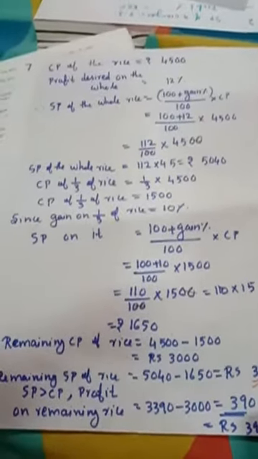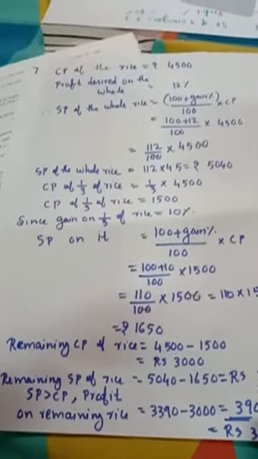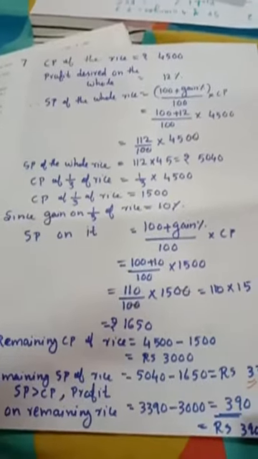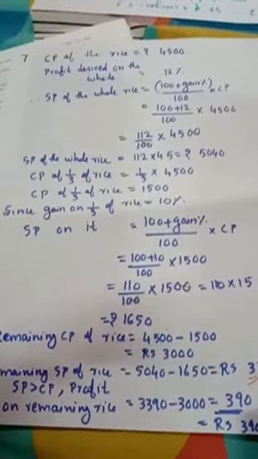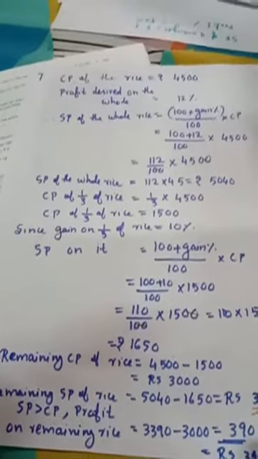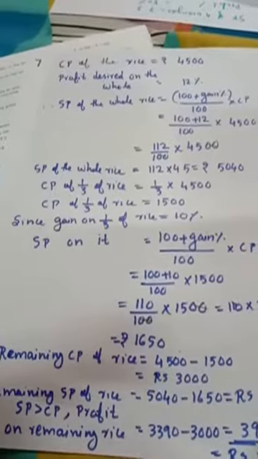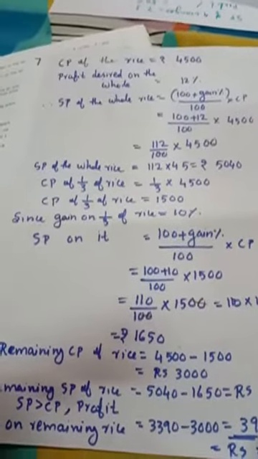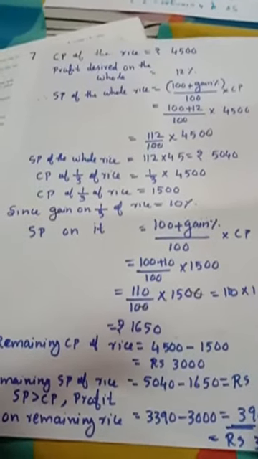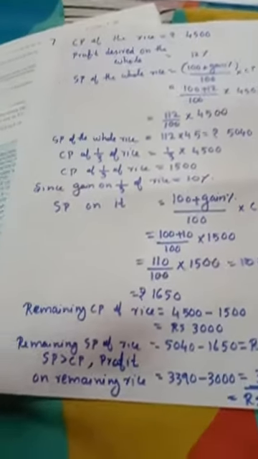Now CP. 1/3 of the rice he sold. So CP of 1/3 of rice, 1/3 into 4500, is 1500. So by selling 1/3 of rice, he got 10% profit, you know. So SP is what? 100 plus 10 by 100 into CP 1500. SP on 1/3 of rice is equal to 1650.